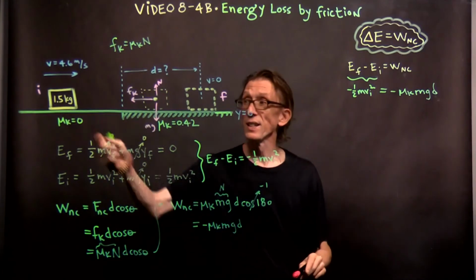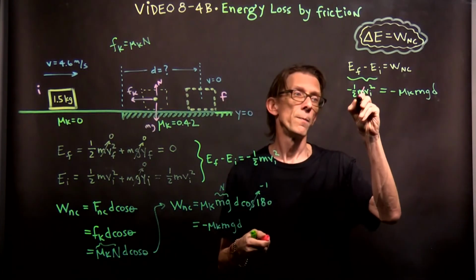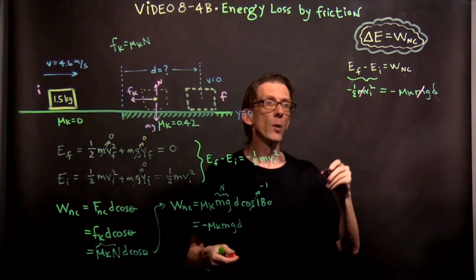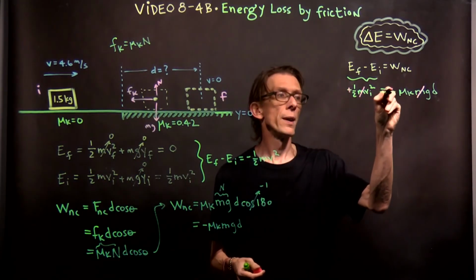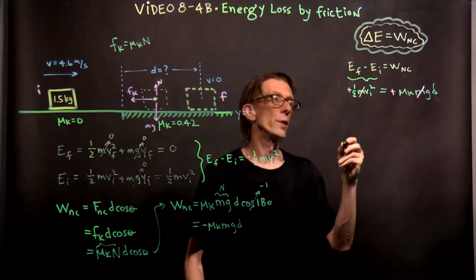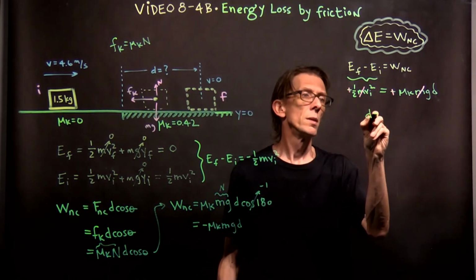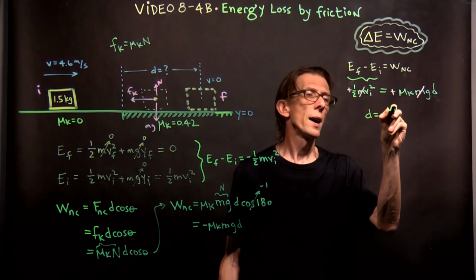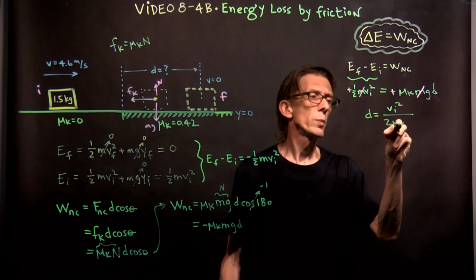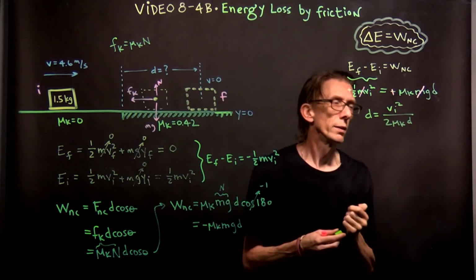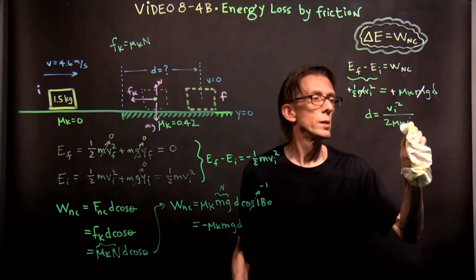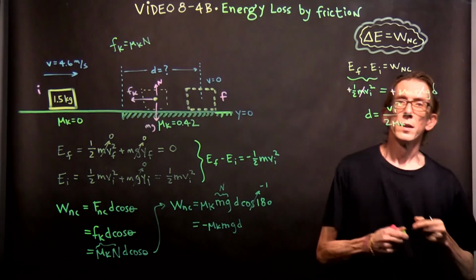In fact, we don't even need to know the mass of the block. We can divide that out. It's common to both sides, both terms. We can also divide by -1 to get rid of our negative signs. And solve this now for d. d will be equal to vi squared over 2 mu sub k g.